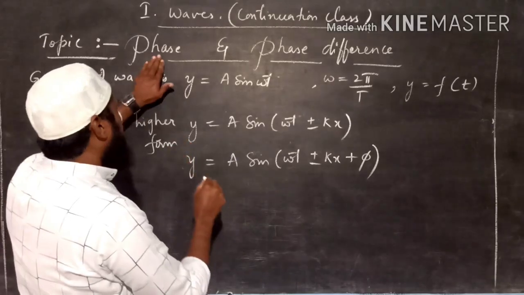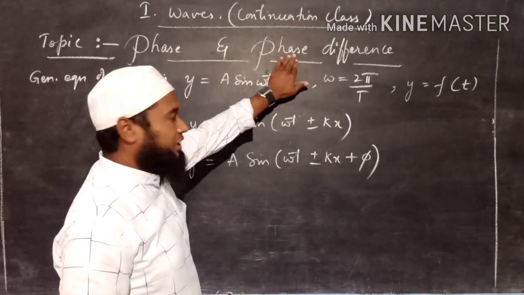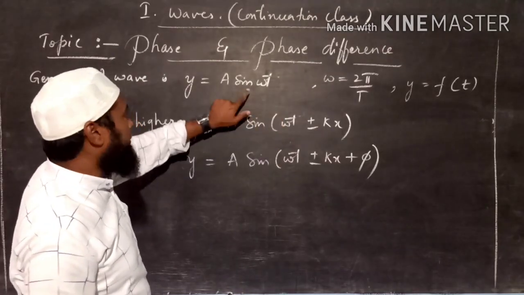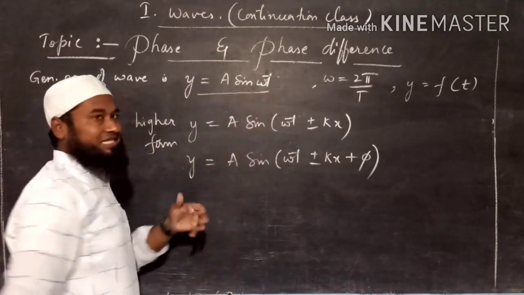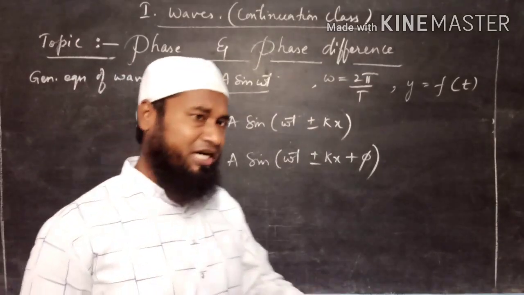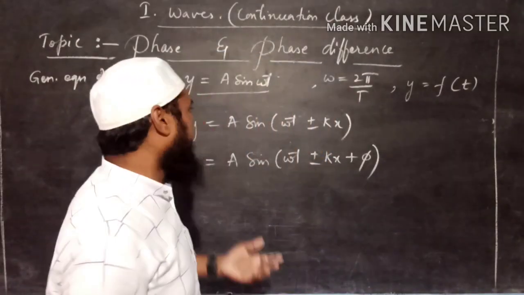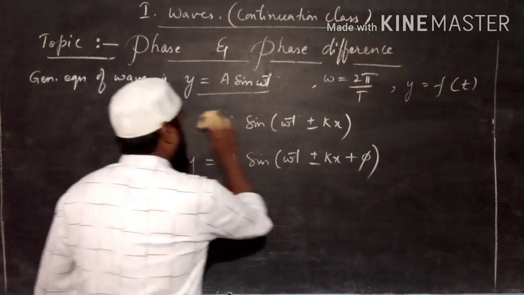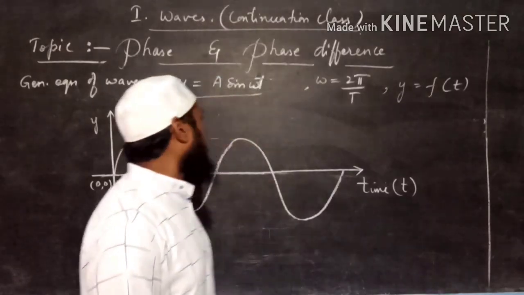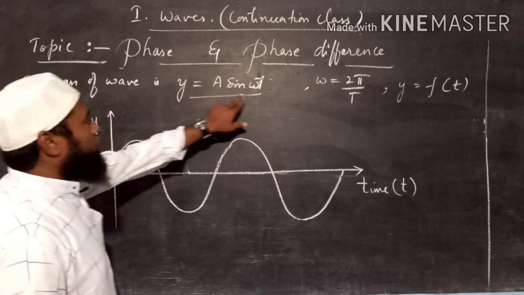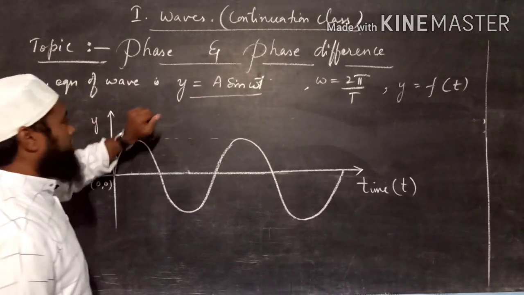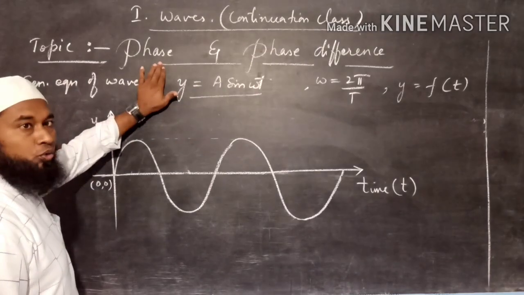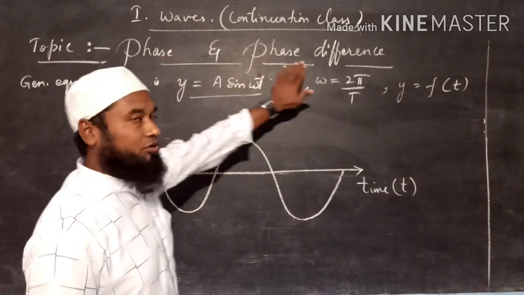But to understand this phase and phase difference, I will not use these two higher forms of the general equation. I will use this one, so that it is easily understandable by you. Then you can apply the formula to solve the numerical problems. Right. So y is equal to a sin omega t is the general equation of wave. By using this equation, we will understand how to calculate phase and how to calculate phase difference.